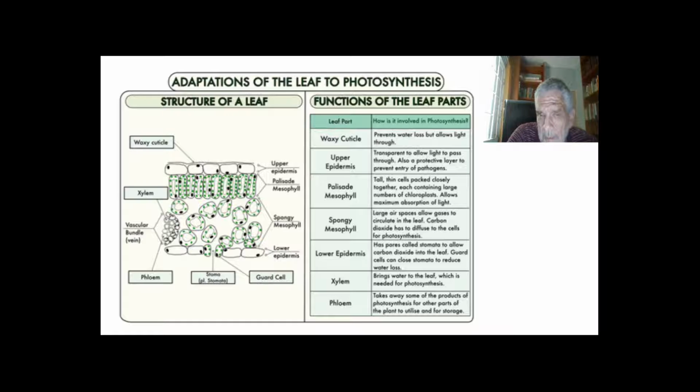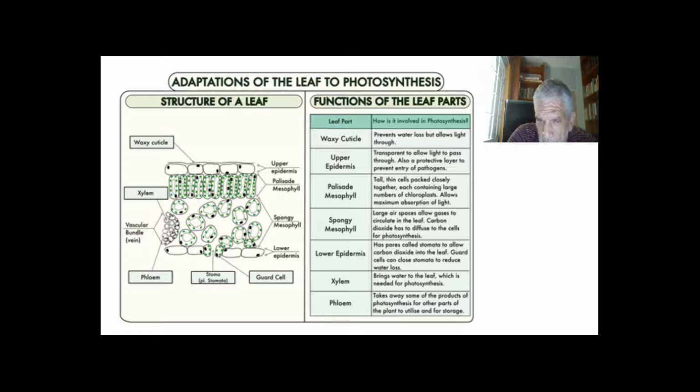Followed by the palisade cells. These are tall and thin and closely packed together and contain a large number of chloroplasts. And it allows for maximum absorption of light. And you have the spongy mesophyll, with lots of air spaces for gaseous exchange. And the lower epidermis has pores called stomata to allow carbon dioxide to enter into the leaf. And you have guard cells which can open and close. So also the lower epidermis cells do not contain chloroplasts either.